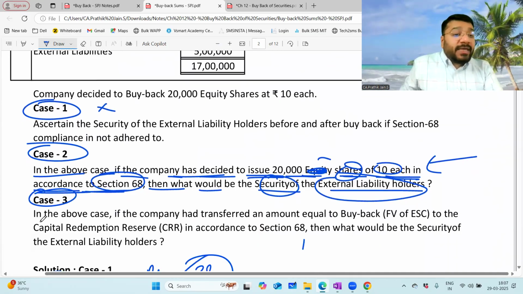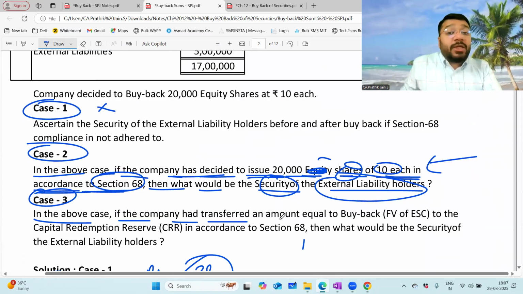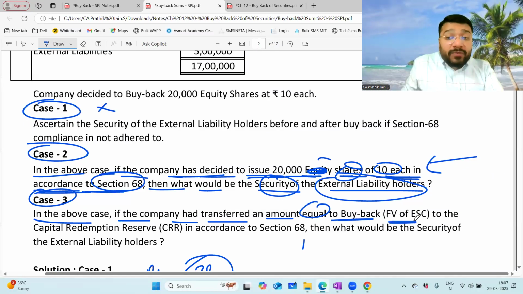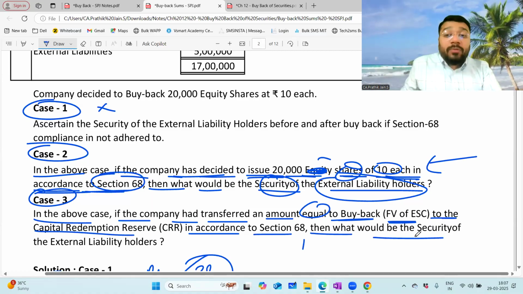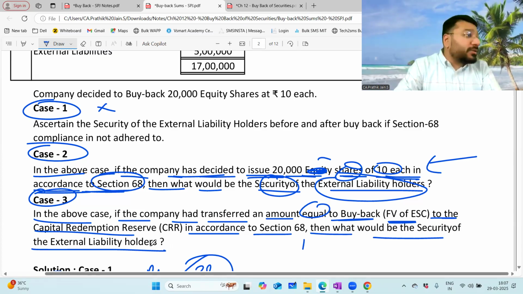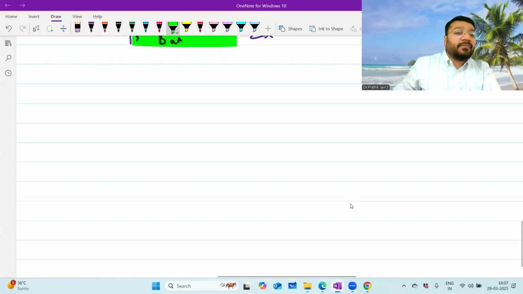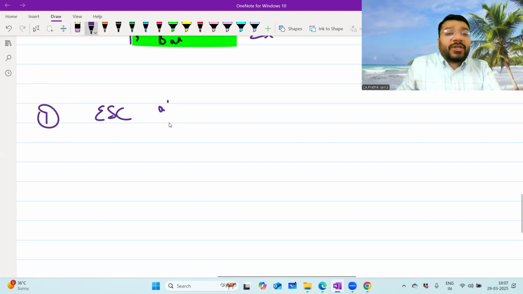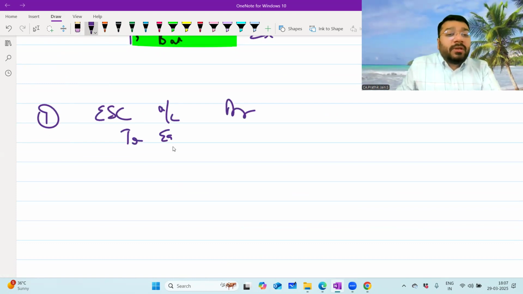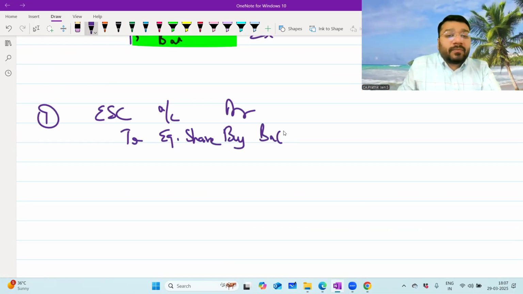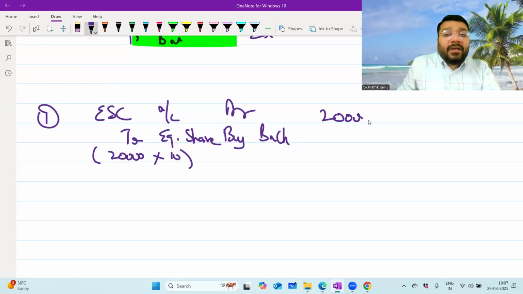Now case 3 says that in the above case, if the company had transferred an amount equal to the buyback, which is the face value of the equity share capital, to the CRR in accordance with section 68, then what would be the security of the external liability holders? So please tell me, what is the journal entry for buyback? First entry: equity share capital account debit to equity share buyback. How much? 20,000 equity shares are bought back at 10 rupees each, 2 lakh and 2 lakh.